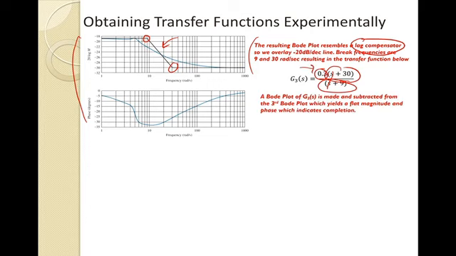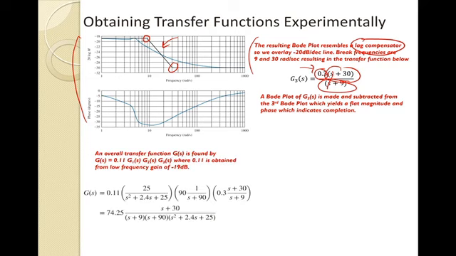Then, again, I subtract the Bode plot of G3 from the previous one. And what I notice here is we essentially get a flat magnitude and phase characteristic, which indicates that we're done. So we now have these three transfer characteristics as shown below. Our overall transfer function is going to be our G1, our G2, and then our G3.